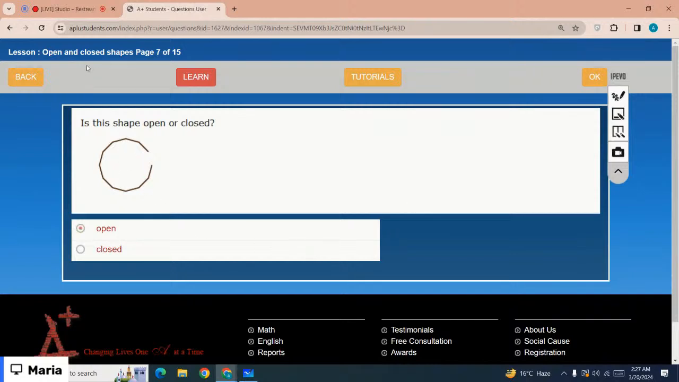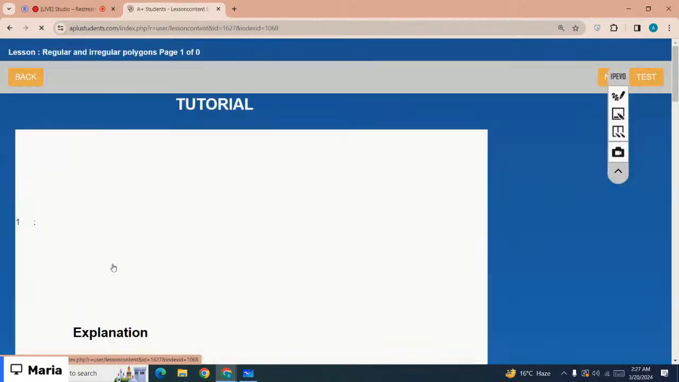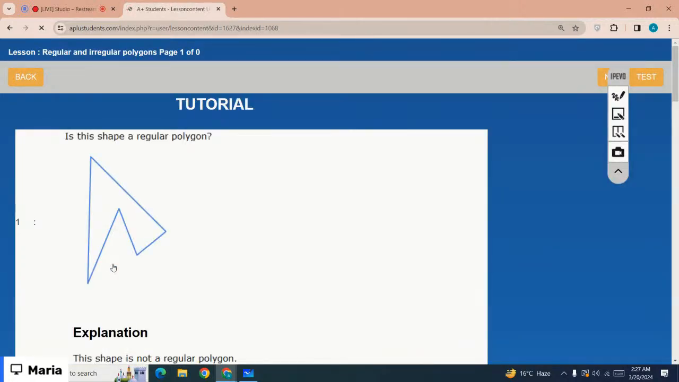Okay, you can complete the lesson by yourself later today. Let me just move on to the next lesson. The next lesson is regular and irregular polygons. Let's just start with the lesson.